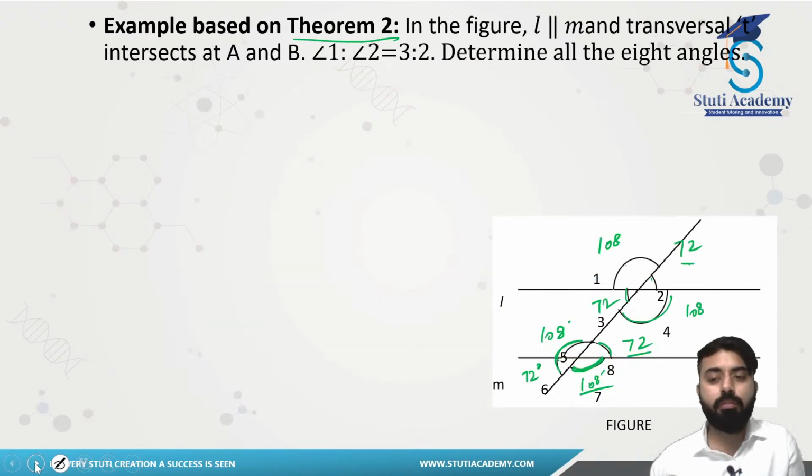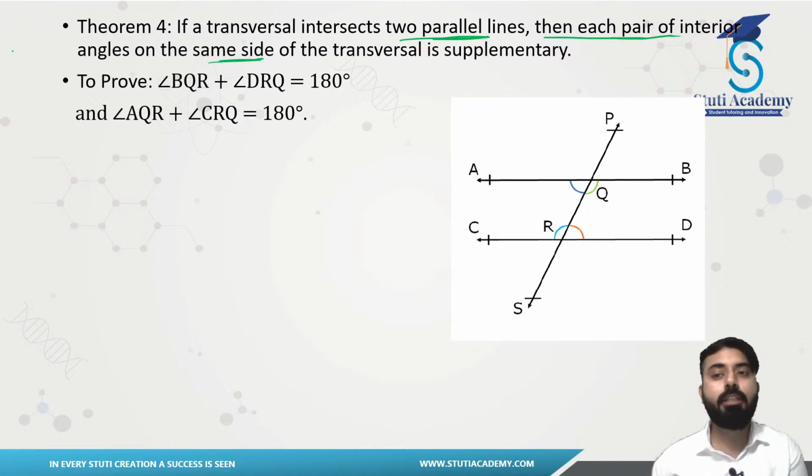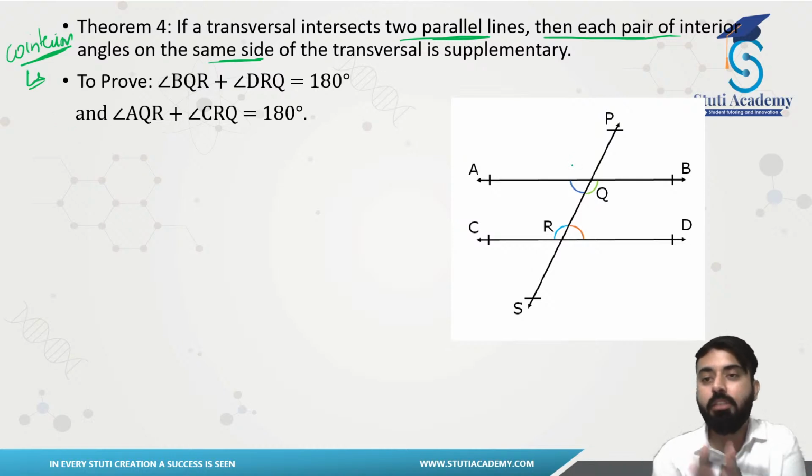Now let's move forward. So we have this: if the transversal intersects two parallel lines, then each pair of interior angles on the same side. Now they are what? They are your co-interior angles, right? You guys remember this. They are your co-interior angles, or you can say your adjacent angles. Now adjacents are different, just don't consider them as your adjacent, just consider them as co-interior.